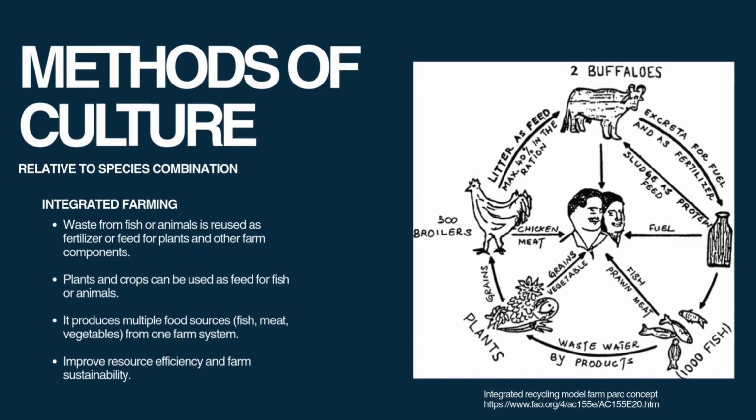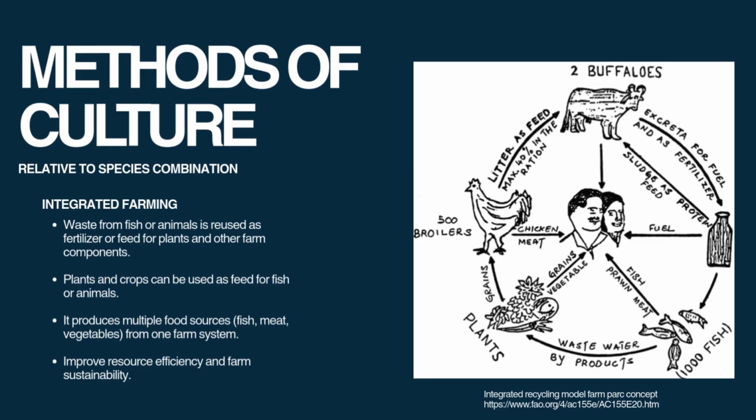The buffaloes will eat the litter and feed about 60% maximum in the ration. Then the buffalo will produce excreta, and this excreta will be used as fertilizer or fuel. And then the blood protein, ito blood protein or sludge as protein feed, can be used as a feed supplement.